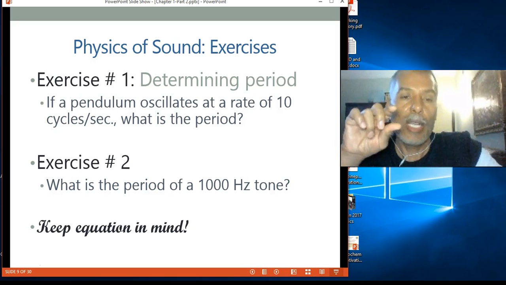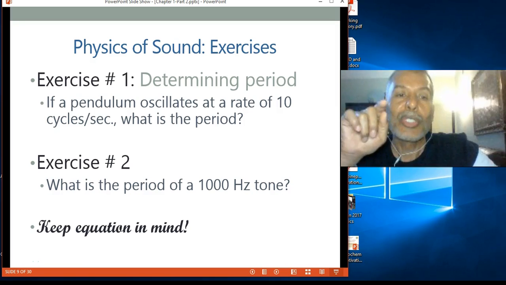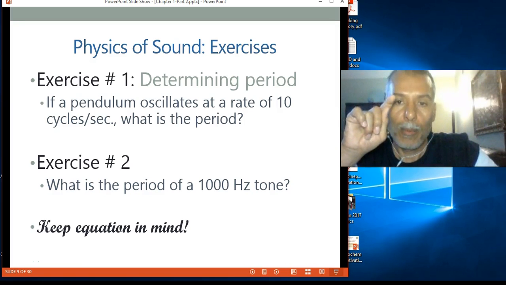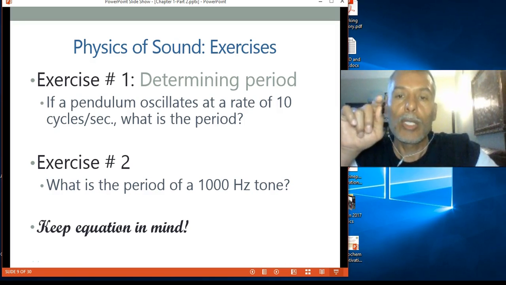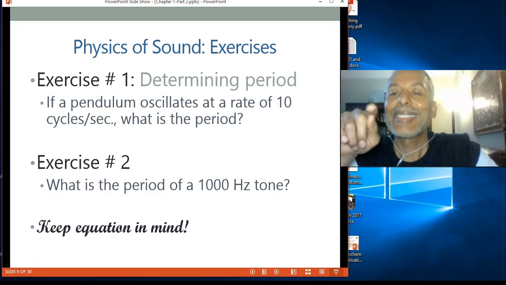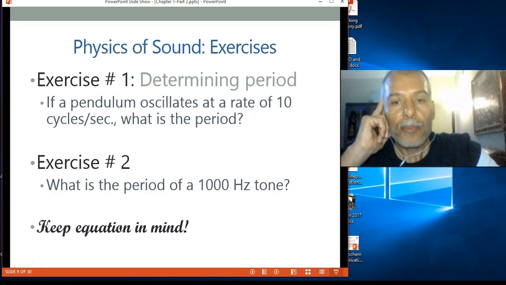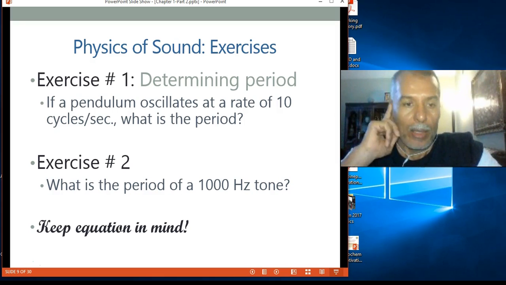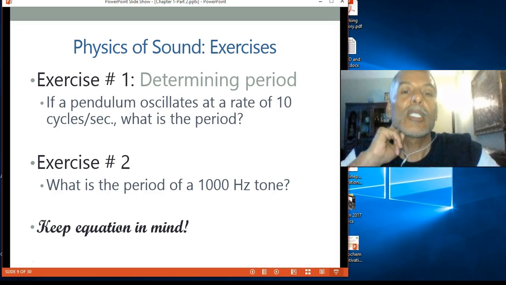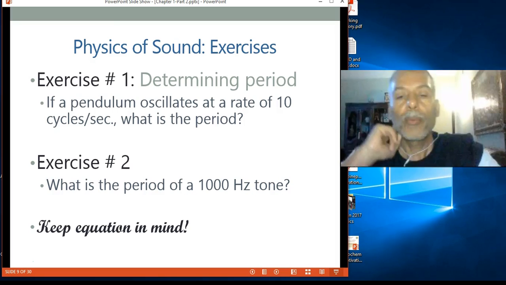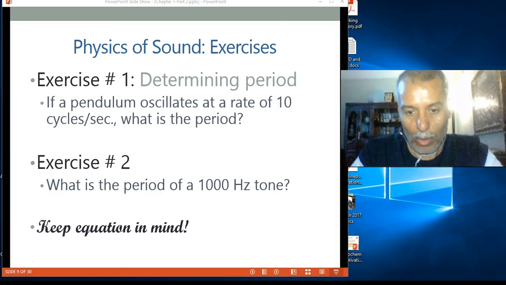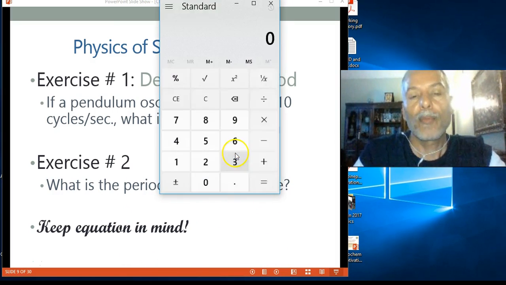But remember, when in here, what you do, you say equals 0.0, or no, 0.1, and then you say SEC, second, because they are measuring time. What is exercise 2? What is the period of a 1000 Hertz tone? So let's do it. Maybe that will show here.